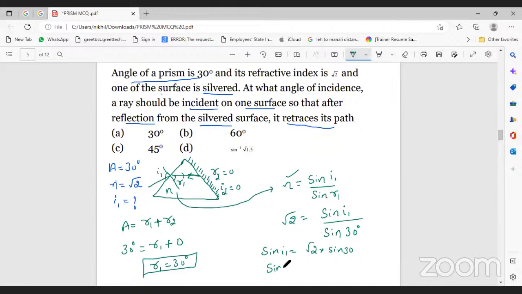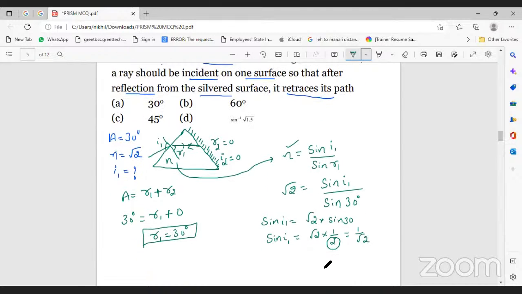What is sine 30? 1 by 2. Root 2 into 1 by 2. This 2 can be taken as root 2 into root 2. So finally sine I1 will be 1 by root 2. So can you tell what is I1? Sine inverse of 1 by root 2, which is 45 degrees, sir. So I1 will be 45 degrees, right? Option C, sir.